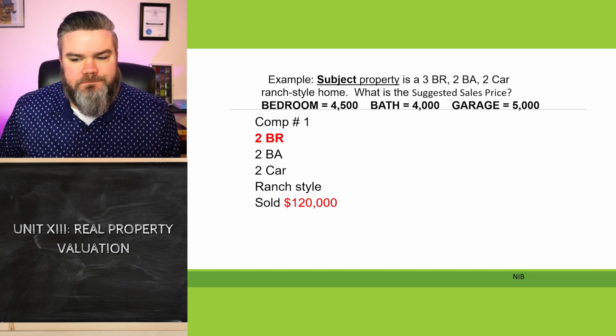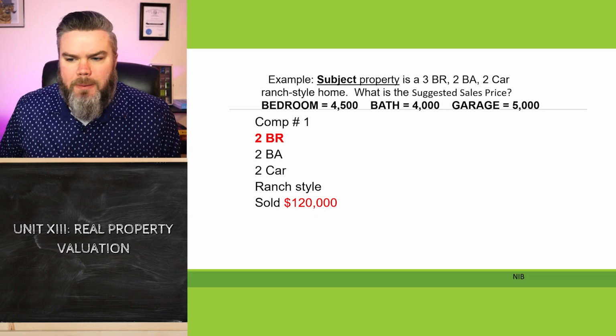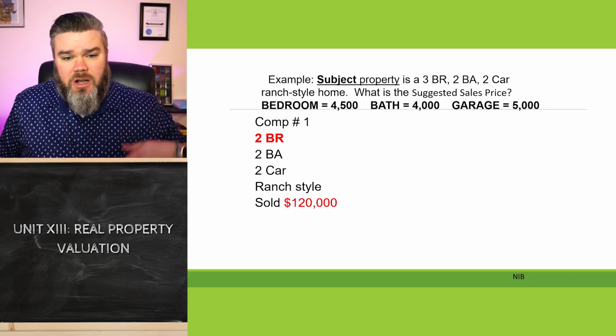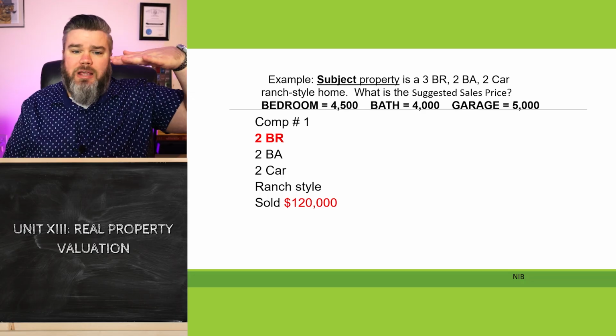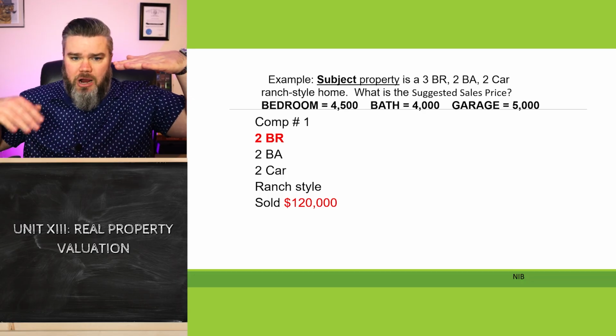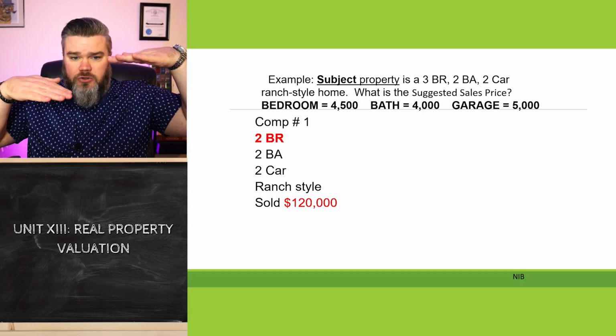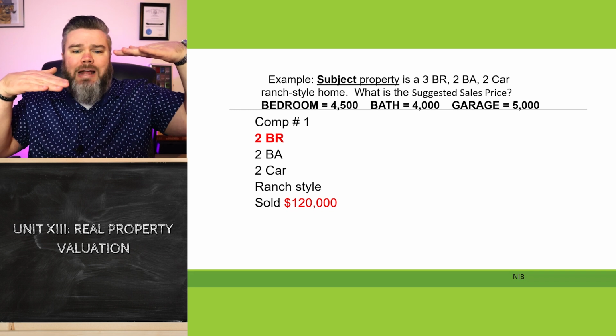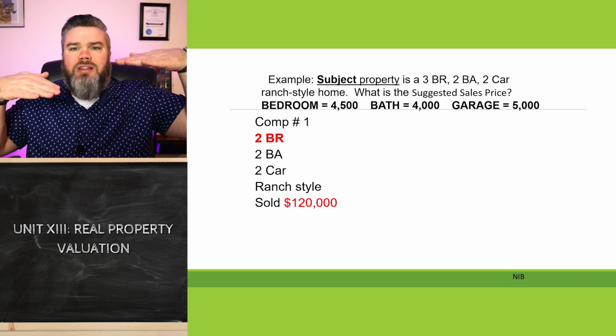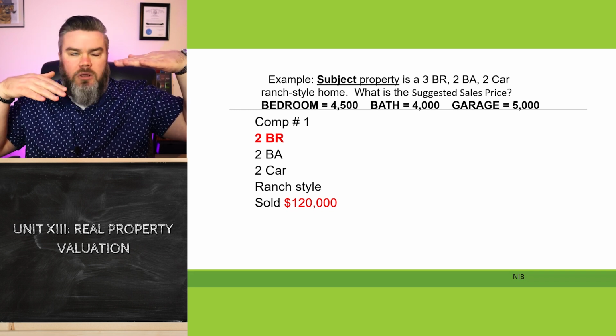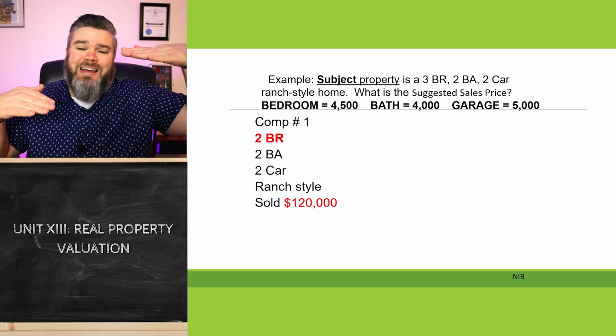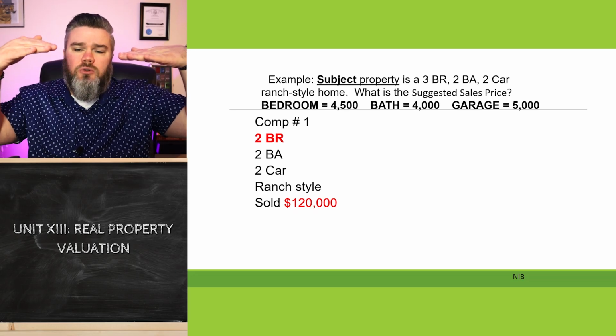There you go. It would be inferior by 1 bedroom because our subject property is 3 and our comparable is only a 2 bedroom. All the other features are the same. And so the question we're answering is, what would this comparable have probably sold for if it had been identical to our subject property?